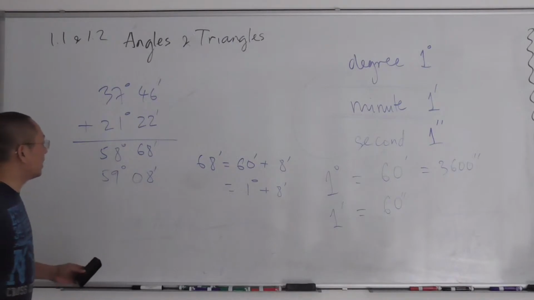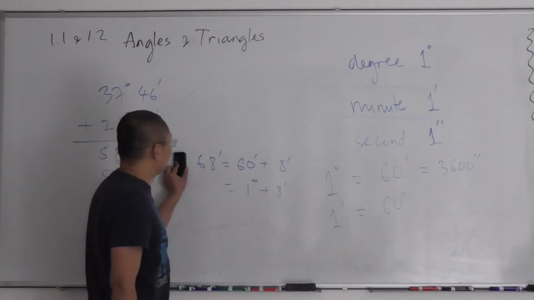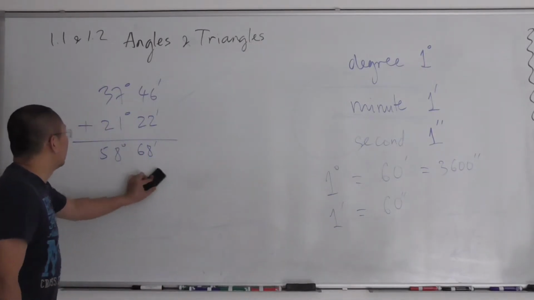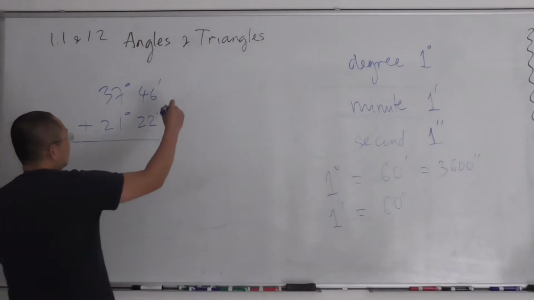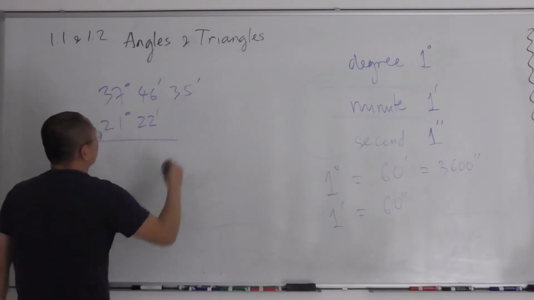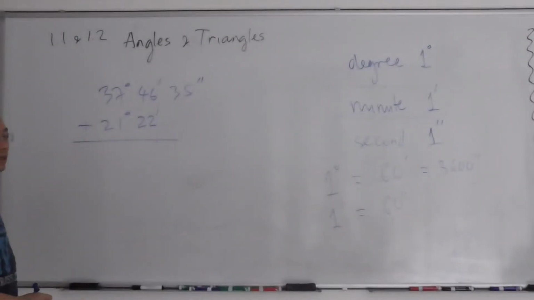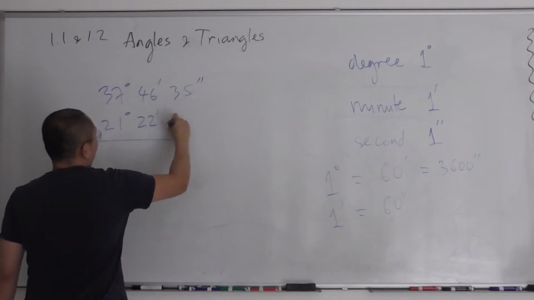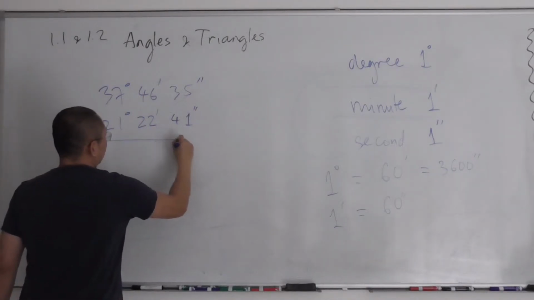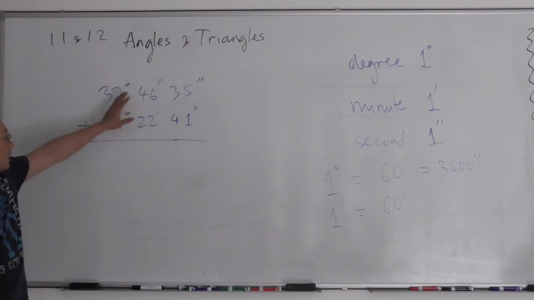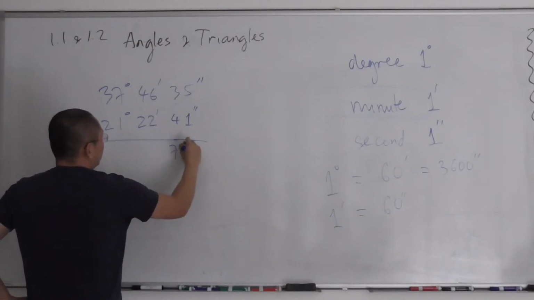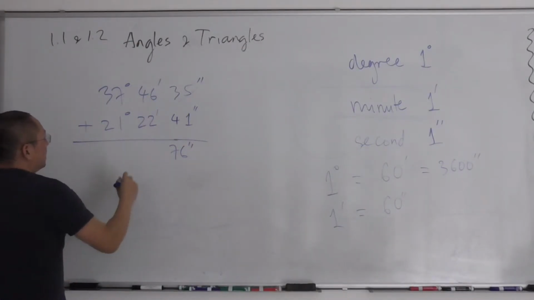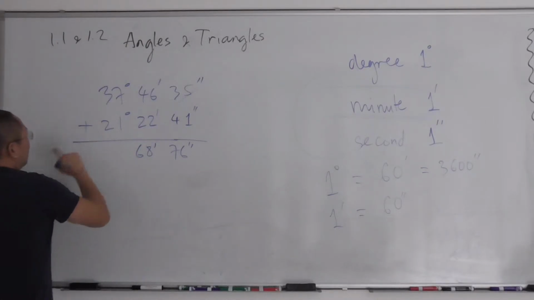And of course, similarly, what if you have seconds involved? The idea is the same, just an extra unit. I'm going to keep the same example, just extend it. What if I have an angle of 37 degrees, 46 minutes, and 35 seconds, and I'm going to add it to 21 degrees, 22 minutes, and 41 seconds? You do the same way. We add second to second, minute to minute, and degree to degree. 35 plus 41 is 76 seconds. 46 plus 22 is 68 minutes. And 37 plus 21 is 58 degrees.